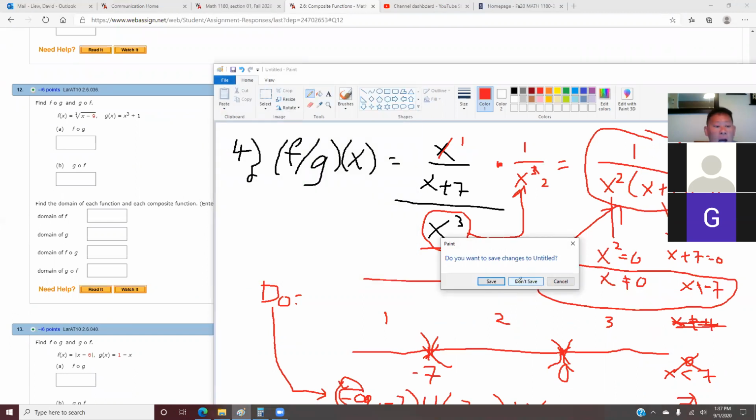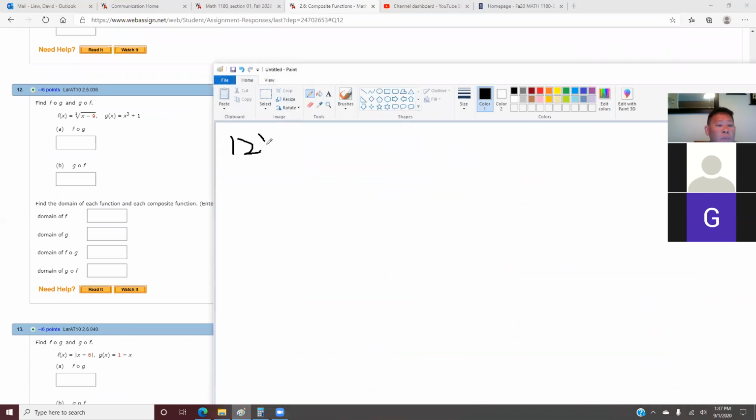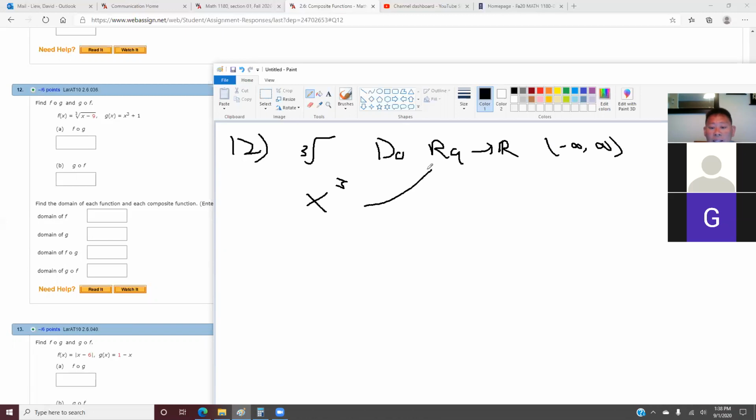For question 12, I just want to point out that to find the domain and range, you look at the f and g first. For all cube root functions, your domain and your range is all real numbers. That means negative to positive infinity. Same thing with x cubed: the domain and range for this are also all real numbers.